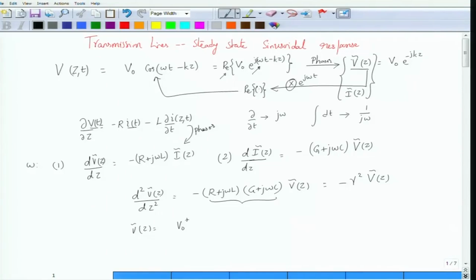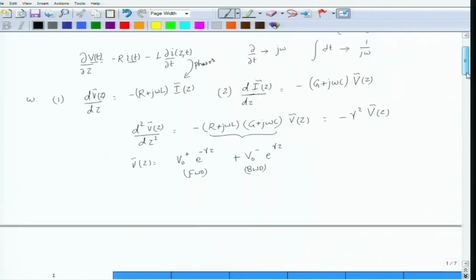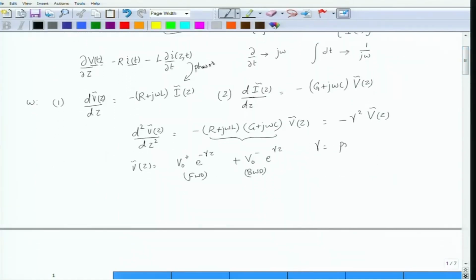So for the forward going wave you have V0 plus e power minus gamma z, and for the backward propagating wave you have V0 minus e power plus gamma z. So this is my forward wave and this is my backward travelling wave. So what is gamma? Gamma is the complex propagation constant, although this is not really a constant. So maybe a better term would have been propagation term, and this gamma is given by the square root of (R plus j omega L) into (G plus j omega C), clearly because gamma square is this quantity.